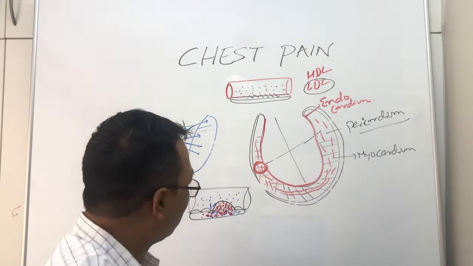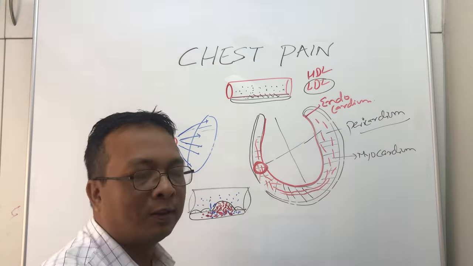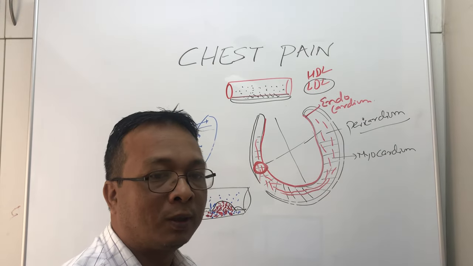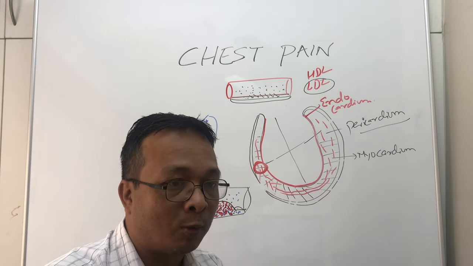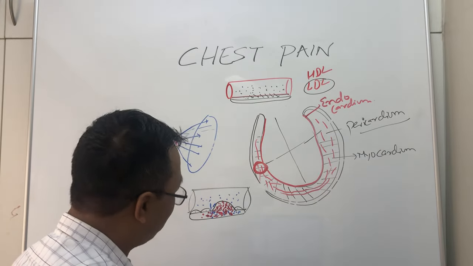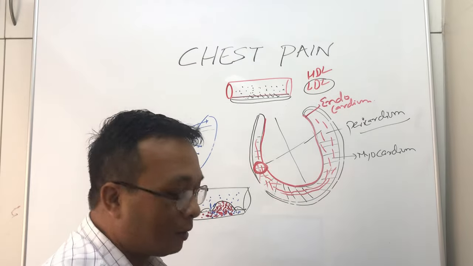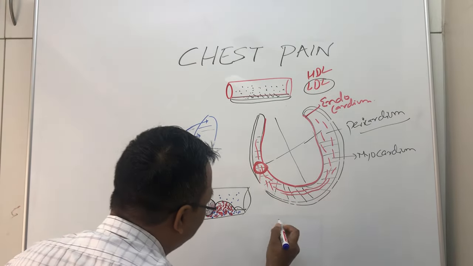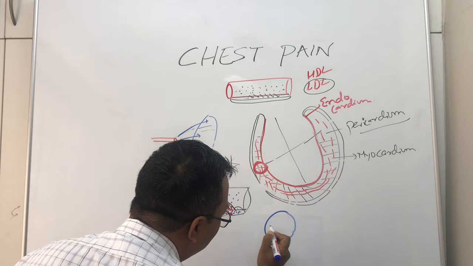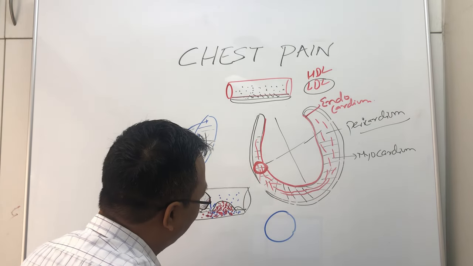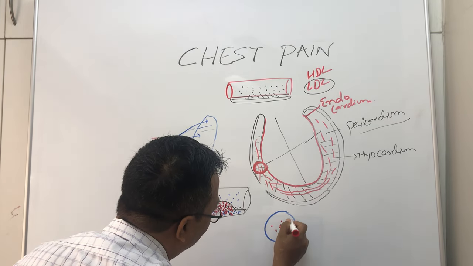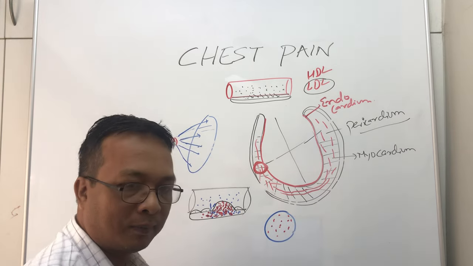Because LDLs will move inside, macrophages will come. Macrophages are what? They are modified monocytes, if you remember, white blood cells. The white blood cells will come there and engulf these cells. Let me not confuse you. So this is a macrophage, and they have engulfed LDL. Okay, they have engulfed LDL.